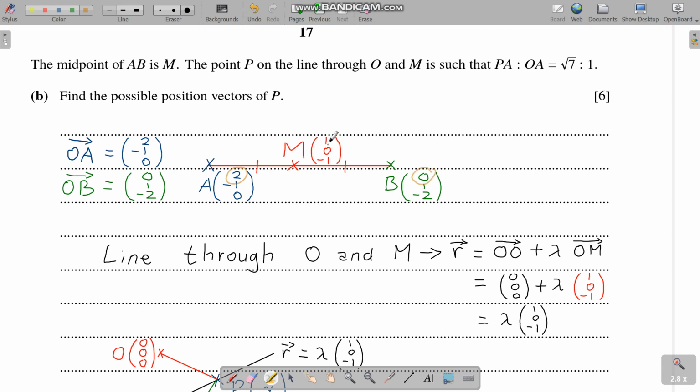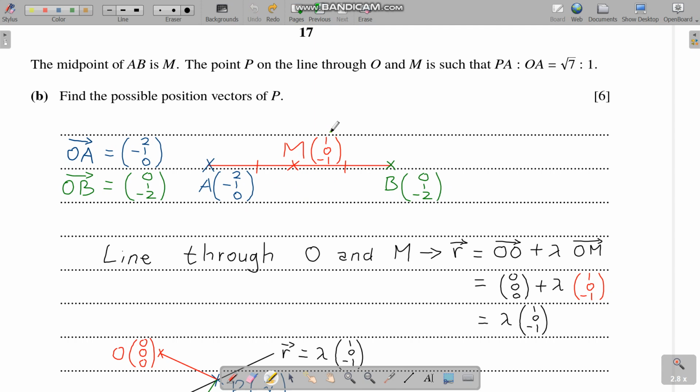To find the coordinates of M, just use the average. 2 plus 0 divided by 2, we get 1. Minus 1 plus 1 divided by 2, we get 0. And 0 plus minus 2 divided by 2, minus 1. So exactly in the middle between A and B. This is the midpoint.